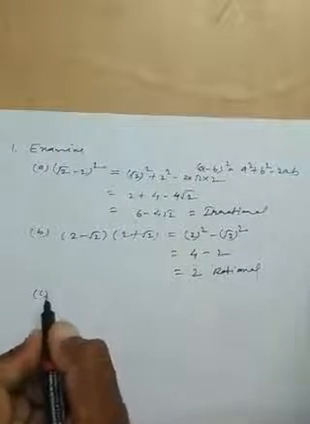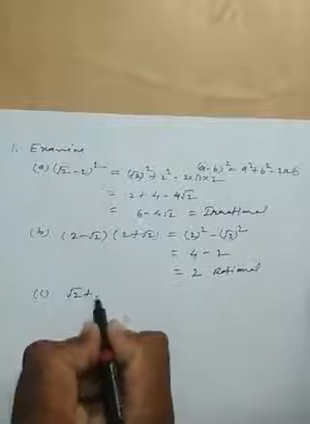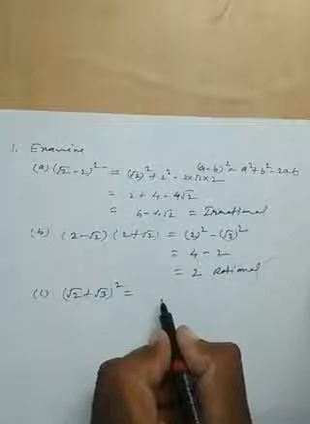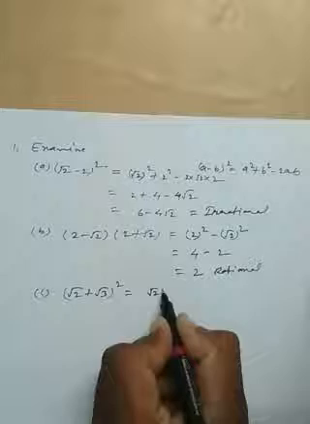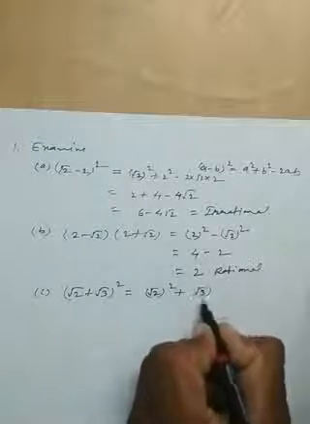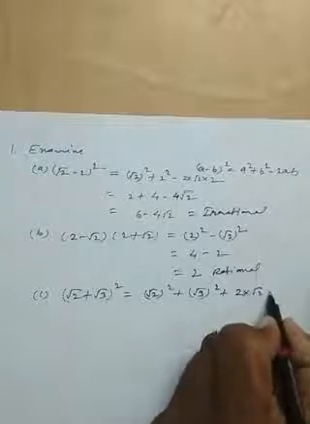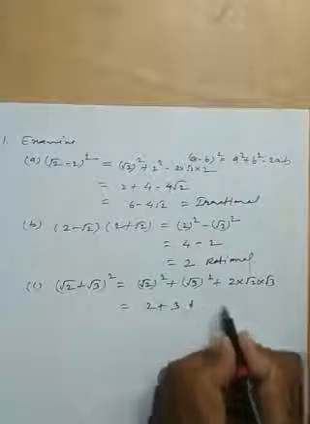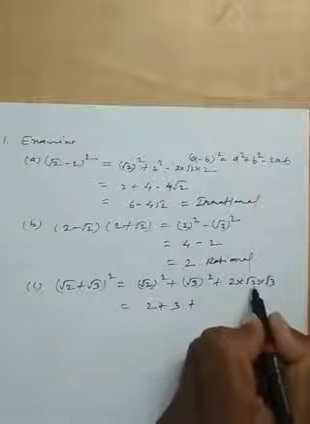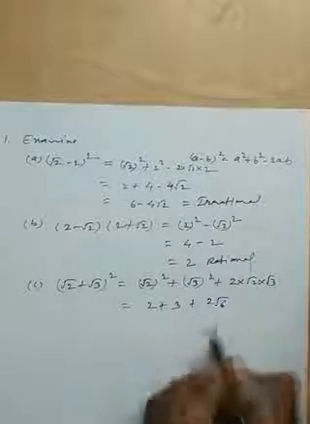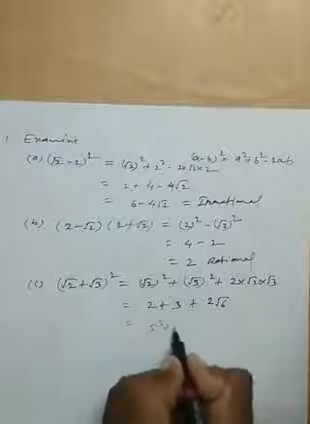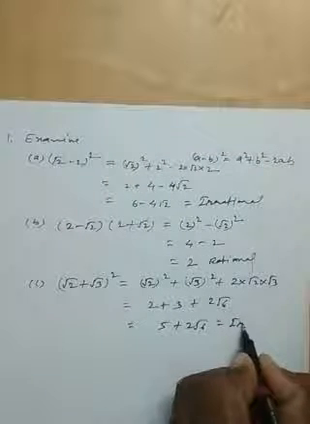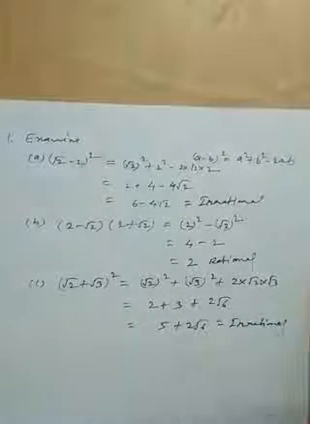Third question is (√2 + √3)². Here we applied (a + b)² = a² + b² + 2ab. (√2)² is 2, (√3)² is 3, and 2 into √2 into √3, √2 into √3 is √6, so 2√6. The same process, 2 + 3 is 5, plus 2√6, and √6 is irrational, so the final answer is irrational.